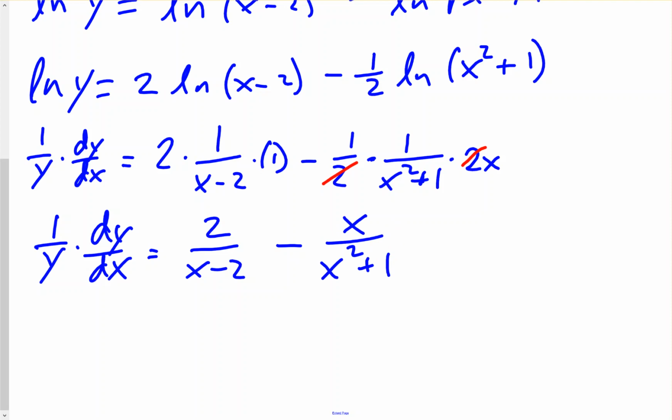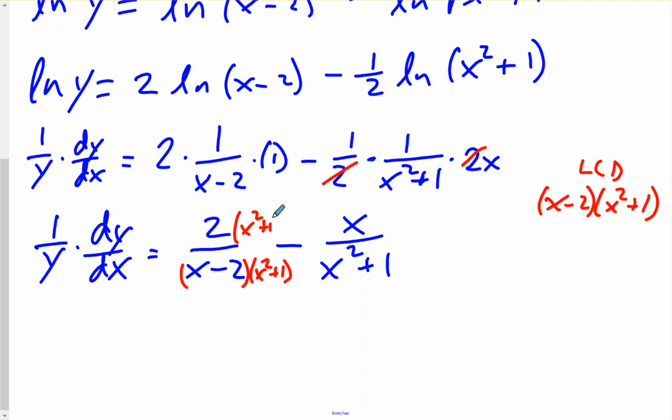Okay, so now what we want to do is combine this fraction, but in order to do that we need a common denominator. Our LCD would just be putting together the two denominators. So for this fraction, I have to multiply by x squared plus 1, top and bottom, and for the fraction on the right I multiply by x minus 2, top and bottom.